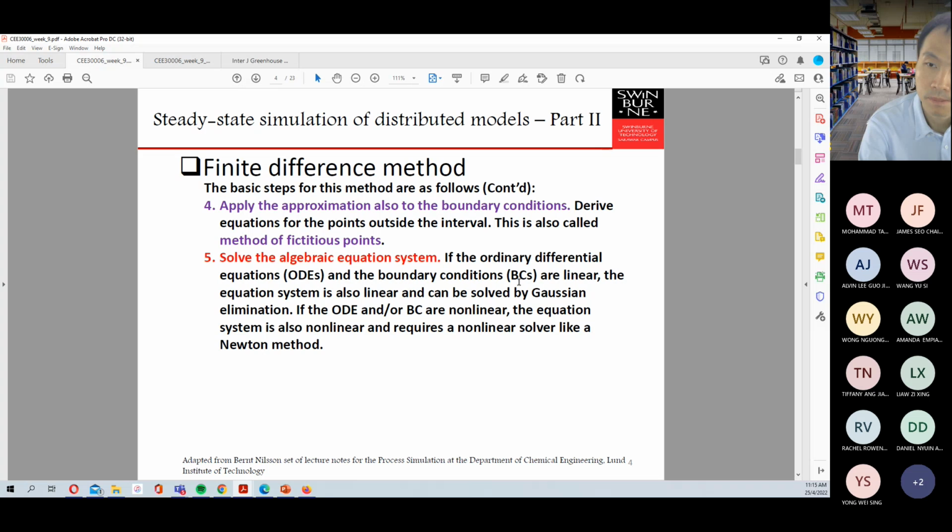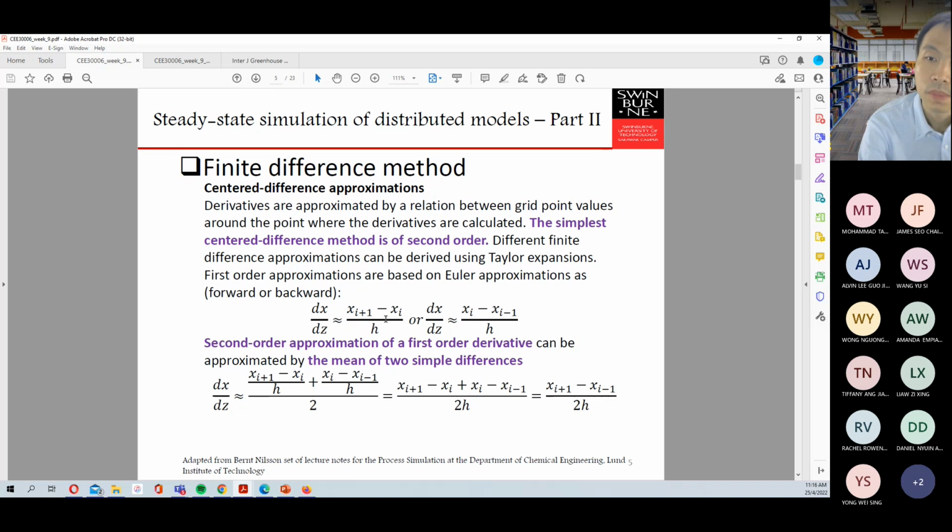equation system. So if the ODEs and the boundary conditions are linear, then the equation system becomes linear and can be solved using Gaussian elimination. If the ODE and BC are nonlinear, then the equation system will become nonlinear and will require a nonlinear solver like a Newton method. So these are the details of the center difference approximation.